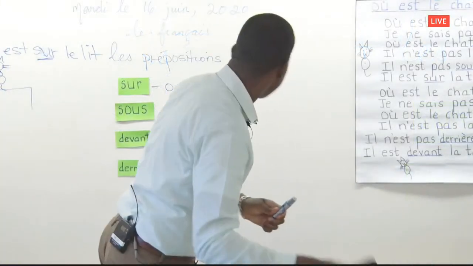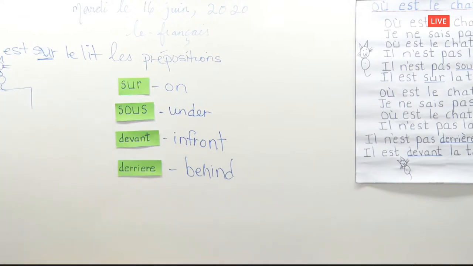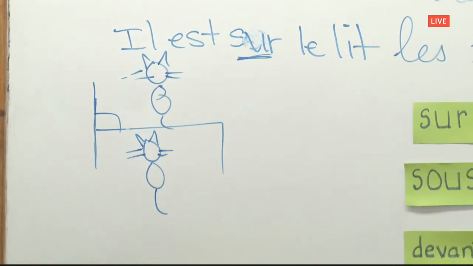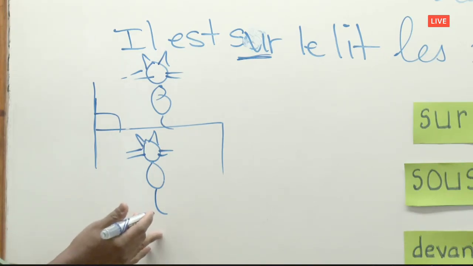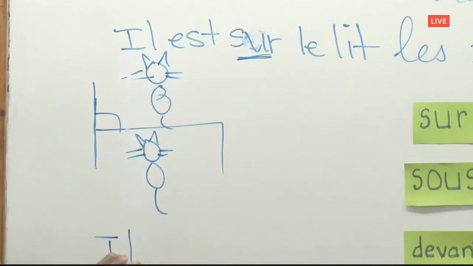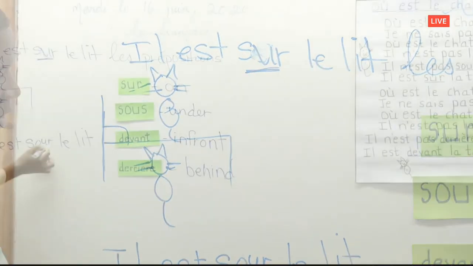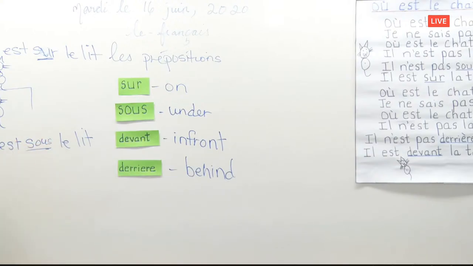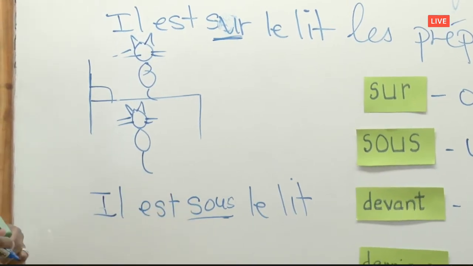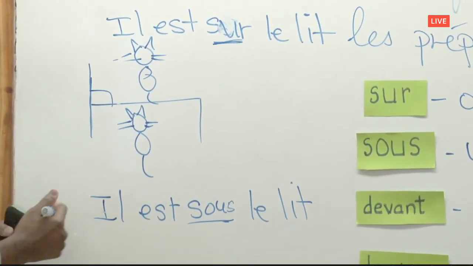If we were to take a look at another preposition to say, where is the cat? We draw another cat here. Où est le chat? Where is the cat? Il est sous le lit. Under the bed. Il est sous le lit. The cat is under the bed. We can draw another cat here.